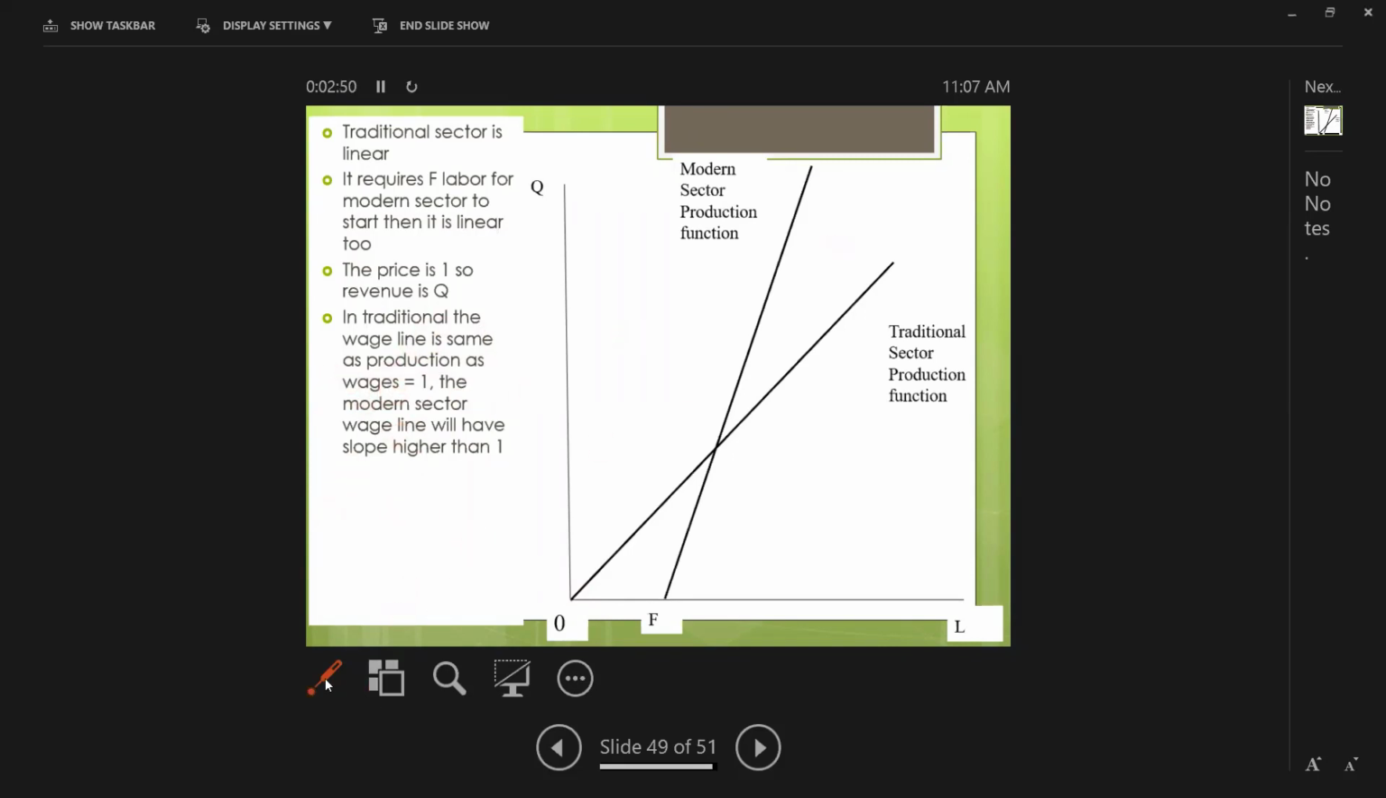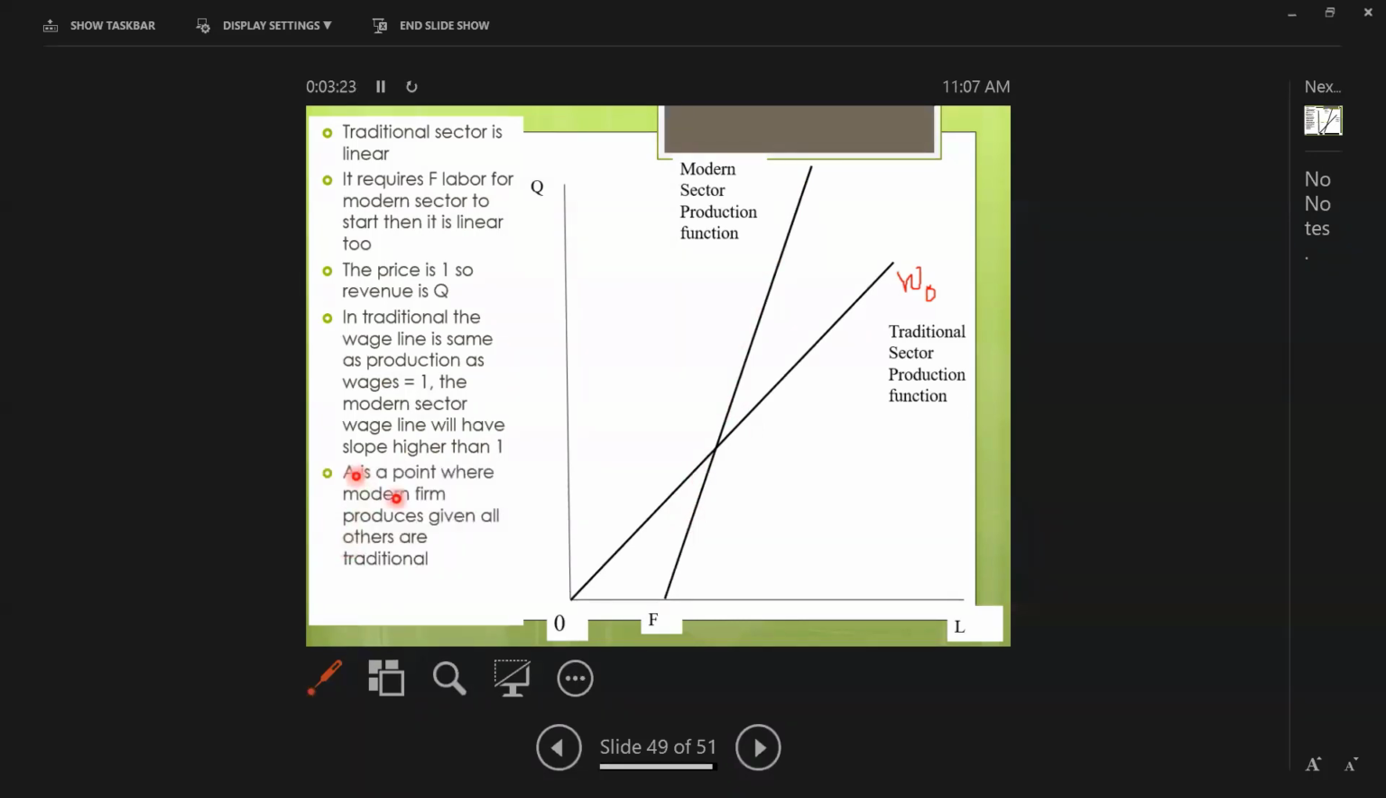So we can write it as W naught, the wages of the traditional labor. So wage W naught is equal to 1. We already know it. So the supply is 1 unit, productivity is 1 unit, and wage is also 1 unit. So they are the same. And we already know the modern sector productivity is more than one. So the supply line of the modern sector is steeper.